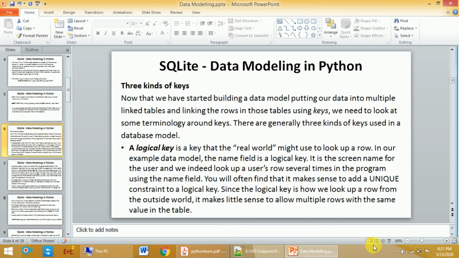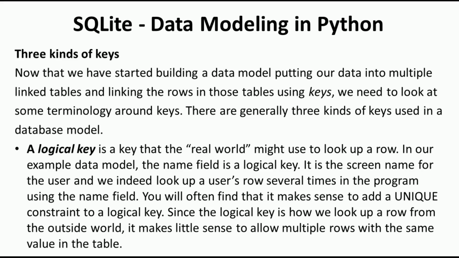There is one more thing I wanted to tell you before I wind up this lecture. We have seen something called a primary key many times in this explanation. Usually there are 3 kinds of keys in SQLite. One is called a logical key, the second is called a primary key, and the third is called a foreign key. Okay, what is a logical key? A logical key is actually a unique key. It will not be a repeated value, but it is not a primary key. So that is what you can understand.